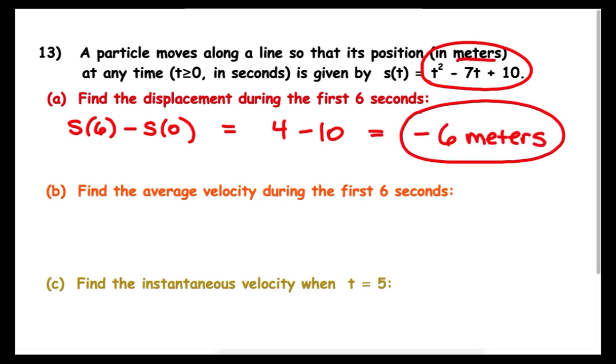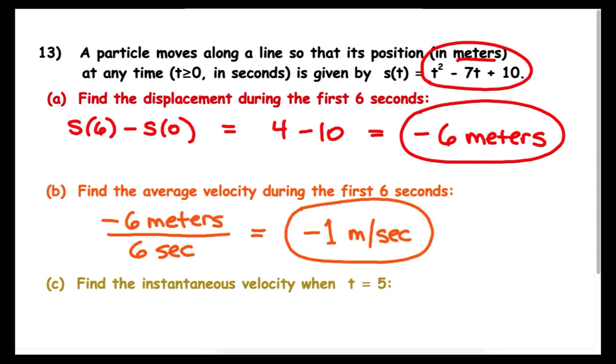I don't know exactly what this particle did. I don't know if it vibrated back and forth or if it just went to the left leisurely 6 meters. But between start and finish, it's 6 meters to the left of where it started. That's all I know. All right, part B here in orange. Find the average velocity during the first 6 seconds. Again, the word average signifies no calculus. All right, well, I know that it went 6 meters to the left, and I know that it took 6 seconds to get there. And so that means that the average velocity is simply going to be a division, and that's going to be negative 1 meter per second. That's all it is.